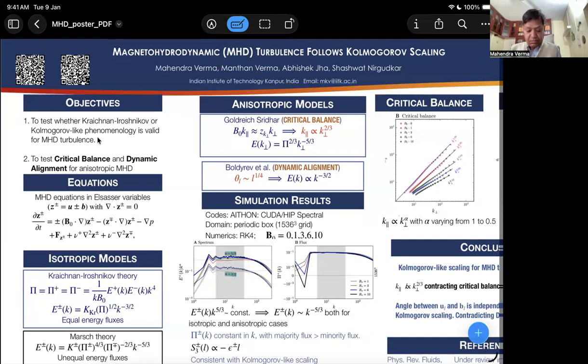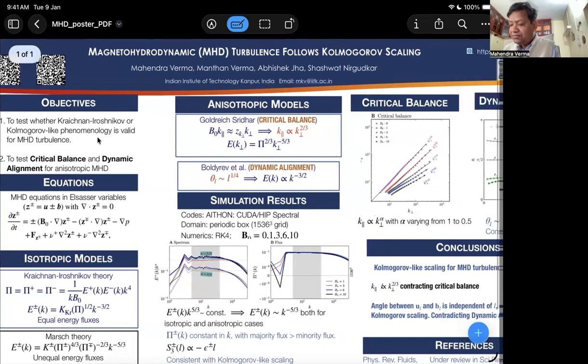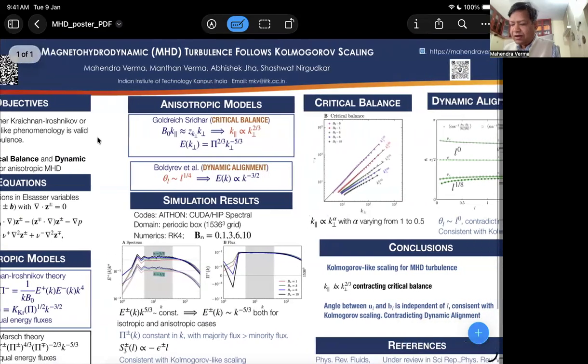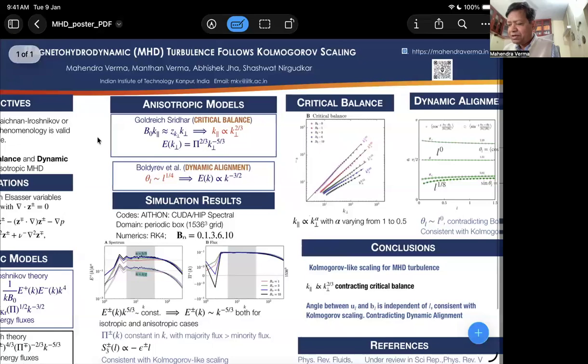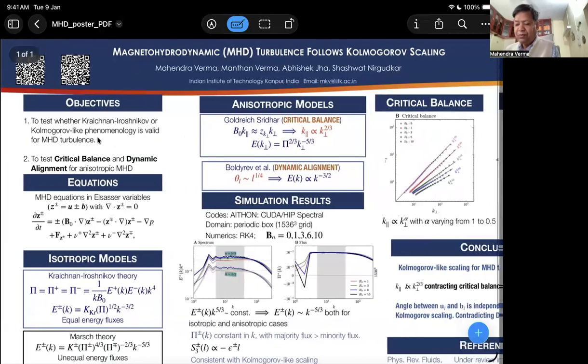MHD turbulence follows Kolmogorov scaling. You see a link to my webpage on the right, and two preprints on the left. The objective of this presentation is to test whether Kraichnan scaling or Kolmogorov-like phenomenology is valid for MHD turbulence. We also test the critical balance and dynamic alignment hypotheses for anisotropic MHD turbulence.